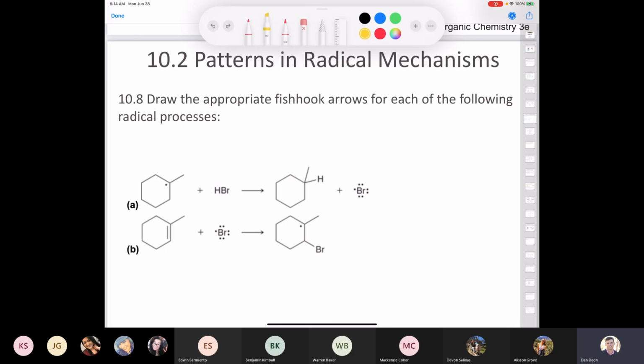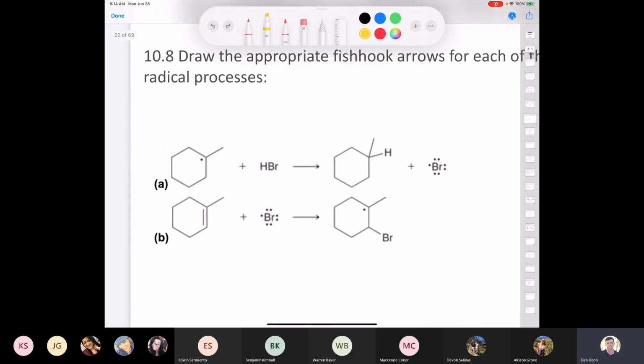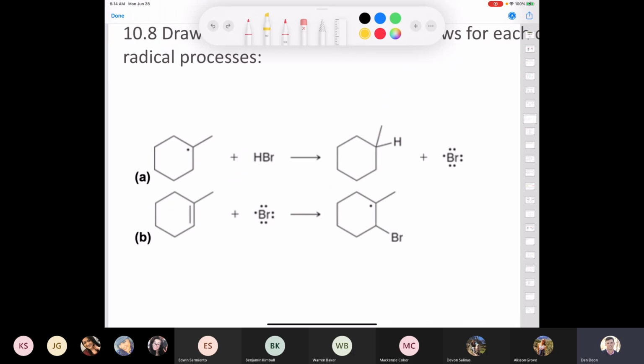We're starting with a tertiary radical in A. It's reacting with some hydrogen bromide, some HBr, and you end up with a radical. So this is a hydrogen abstraction, isn't it? Right, because we have the hydrogen in the HBr. I'm going to redraw the molecule because you need a Lewis structure in order to get these to work, okay? So this is a hydrogen abstraction. Again, how do I know that? Because I'm taking the radical and I'm removing this hydrogen, right? And I'm putting it over here.